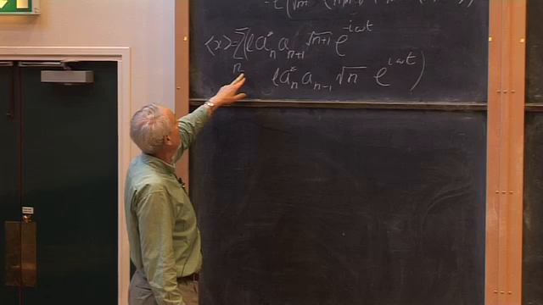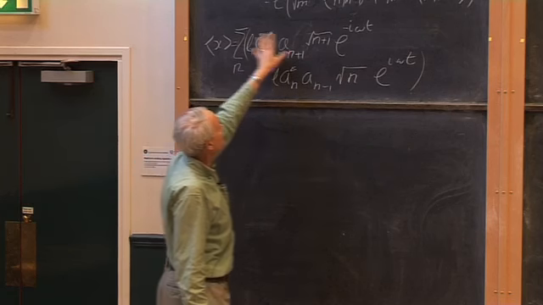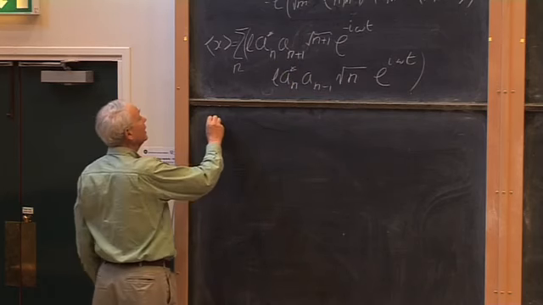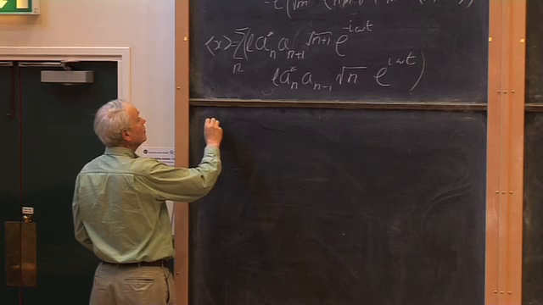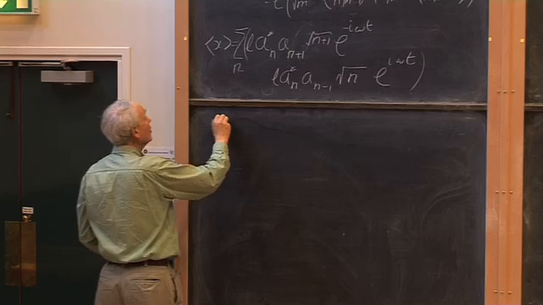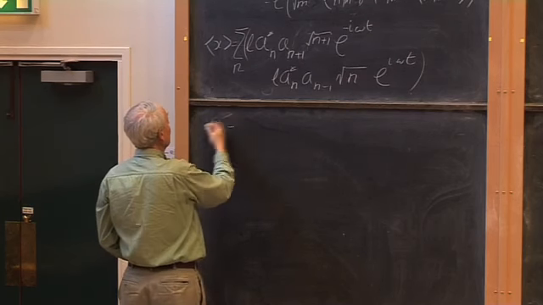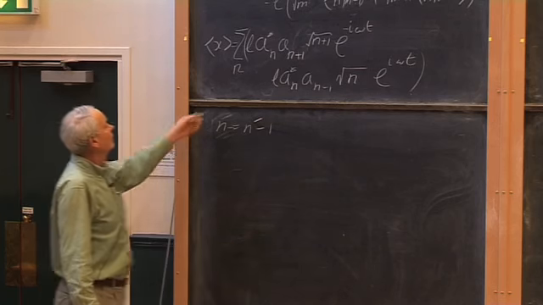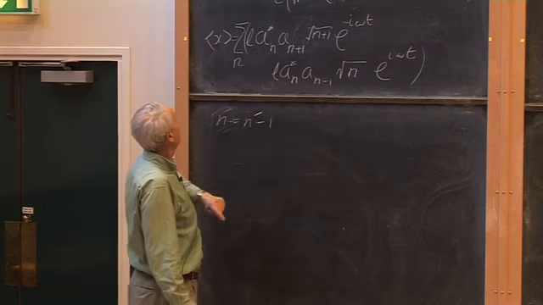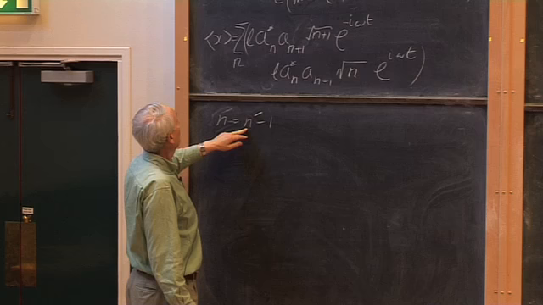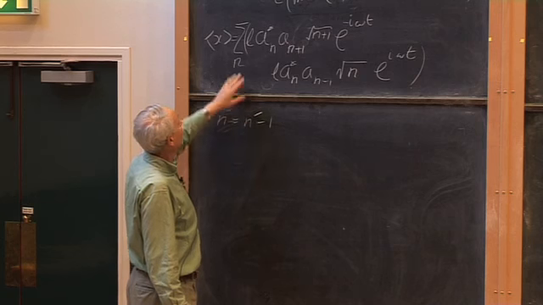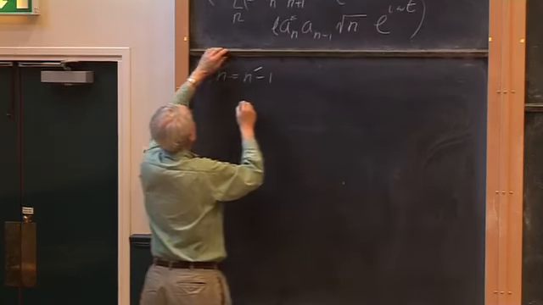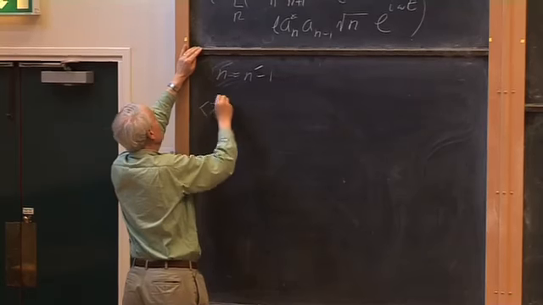Why don't we declare that these are two separate sums, and in this sum I can introduce a new notation. I can say that n primed is equal to n plus 1, that is, n is equal to n primed minus 1, in this sum here. And then sum over n primed. Then I can relabel n primed as n, and this term becomes the complex conjugate of that term.